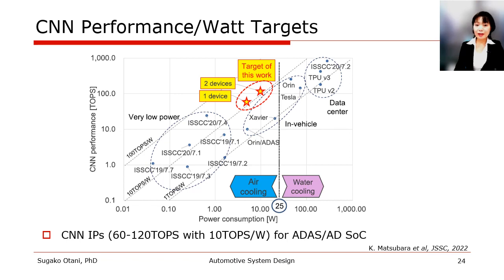The air cooling is possible with total ECU power consumption of 25 watts or less. Let's assume that half of 25 watts, around 12 watts, needs to be allocated for CNN processing. The performance target of 60 to 120 TOPS with a power efficiency of 10 TOPS per watt hits the sweet spot for automated driving systems.